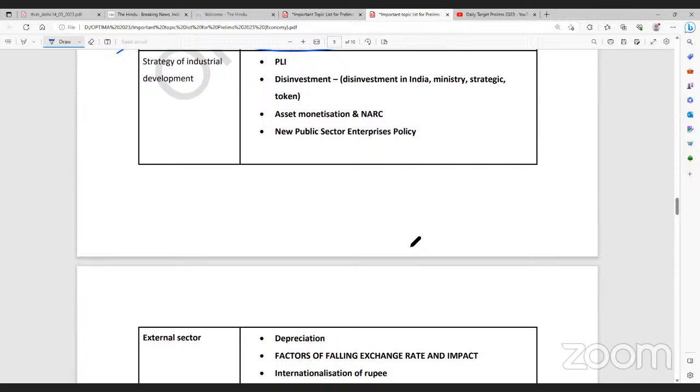Okay, guys, let us now see in the industry part, PLI scheme, new public sector policy, disinvestment, strategic disinvestment.